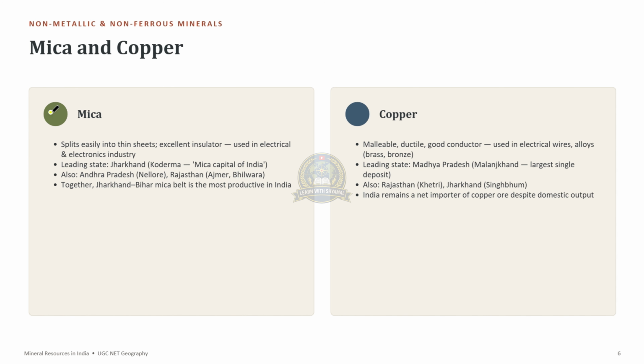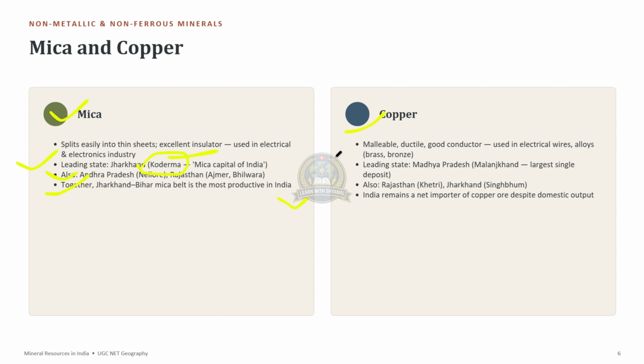Mica and copper. Mica splits easily into thin sheets and is an excellent insulator, used in the electrical and electronics industry. Leading state Jharkhand, Koderma, also known as the mica capital of India. Also Andhra Pradesh, Nellore, and Rajasthan, Ajmer and Bhilwara. Together, the Jharkhand and Bihar mica belt is the most productive belt of mica in India.